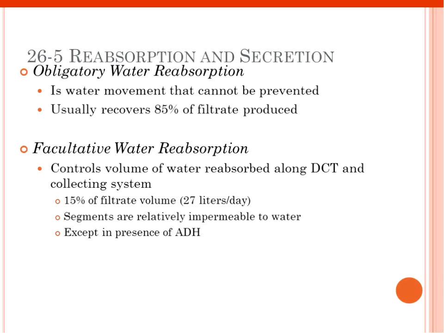You have two different types of water absorption that happens chiefly at the collecting ducts and the distal convoluted tubule: obligatory and facultative. Obligatory water reabsorption usually recovers about 85% of the filtrate. This is where the water movement cannot be prevented because it's just a result of osmosis. Facultative water reabsorption is where water is reabsorbed along the collecting system ducts and the distal convoluted tubule, because how much of it is reabsorbed is a result of how much antidiuretic hormone this area has been exposed to, or how much of it has been released.